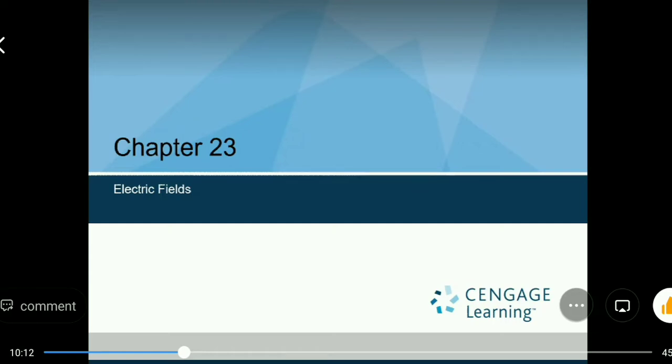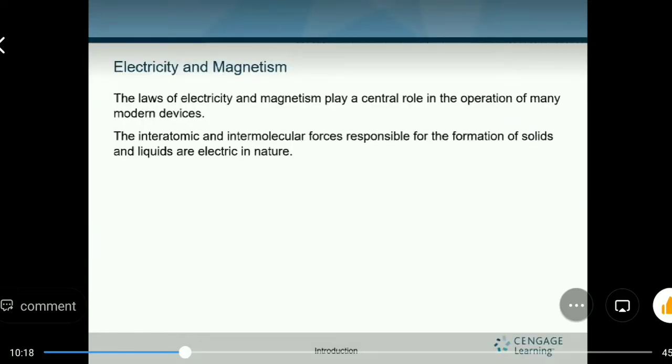Electrical or magnetic, something like that. So the laws of electricity and magnetism play a central role in the operation of many modern devices. The interatomic and intermolecular forces responsible for the formation of solids and liquids are electric in nature.